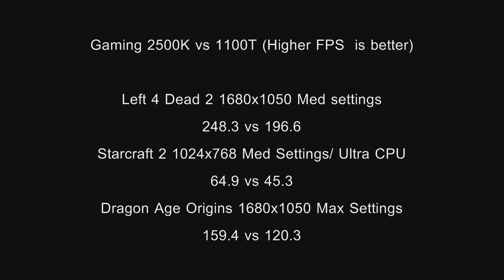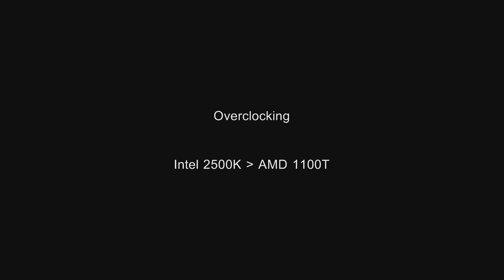On the gaming side of things, the higher frames per second is always better. I've chosen a few games here that I thought showed the difference pretty well between the 2500K and the 1100T. You have Left 4 Dead 2, StarCraft 2, and Dragon Age Origins. So you can see there's quite a bit of difference there between the Intel and the AMD side of things. So for all you gamers out there, this should really give you an idea of what you can look for when you are building a gaming system, whether you should choose the 2500K or the 1100T. Now, in these tests on the websites that I found, they used all the same components except for the motherboard and the CPUs.